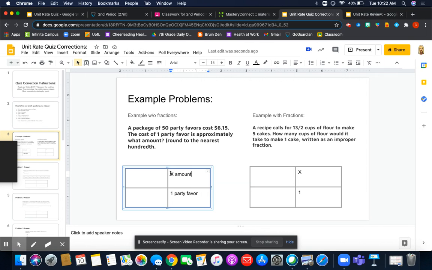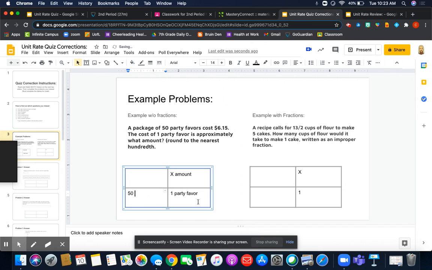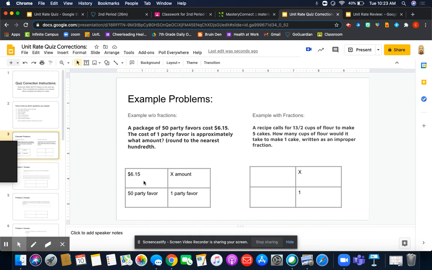Once we figure out what units are attached to this, we're going to go back to our problem and figure out what rate of party favors and amount they give us. So we're looking for the unit rate. We're looking for what rate they gave us. If we know 50 party favors cost $6.15, right across from party favor, we're going to put 50. We're going to keep our units. And we know this costs $6.15. If you notice, my party favors are right across from each other. My amounts are also right across from each other.